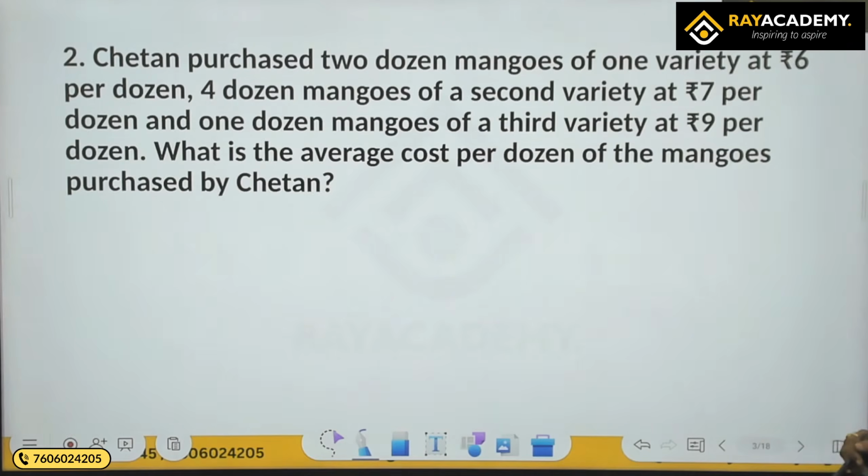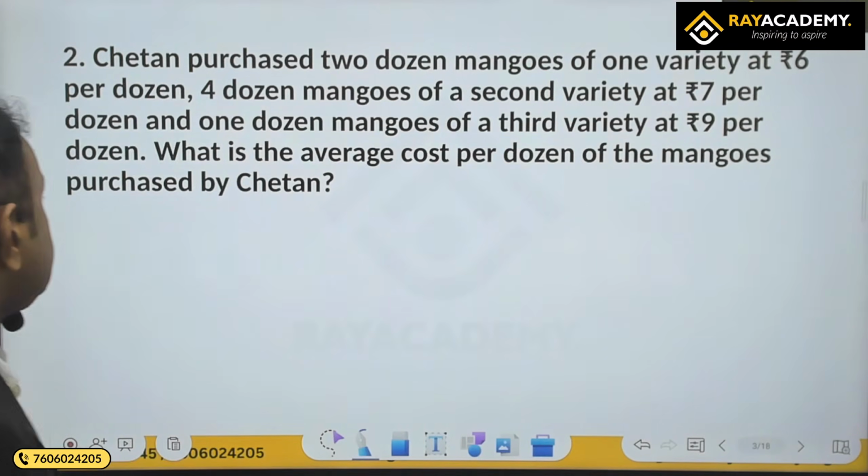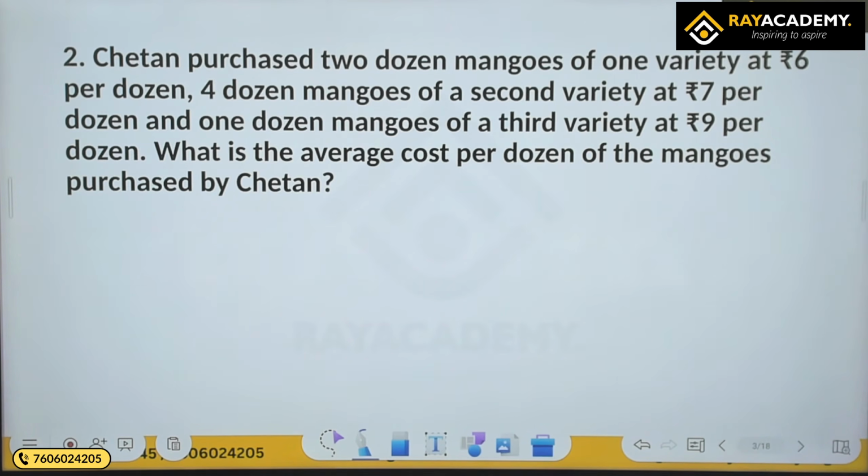Let us go to the second question. Chetan purchased 2 dozen mangoes of one variety at 6 rupees per dozen, 4 dozen mangoes of a second variety at 7 rupees per dozen, and 1 dozen mangoes of a third variety at 9 per dozen. What is the average cost per dozen of the mangoes purchased by Chetan?